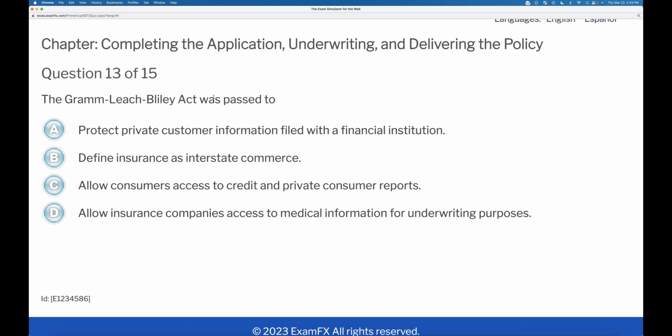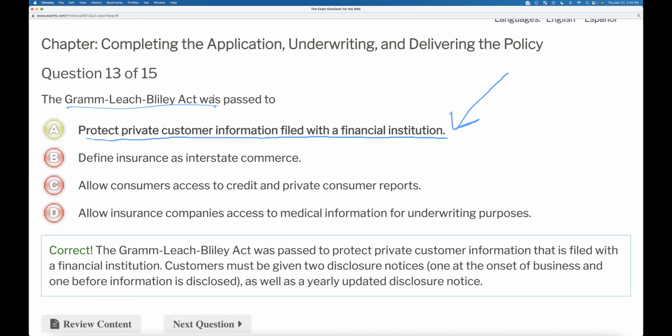Remember Gramm-Leach-Bliley? Gramm-Leach-Bliley. It protects private customer information held by financial institutions. You have to explain a little bit to me this one. Just know this, okay? It's a law. The Gramm-Leach-Bliley Act is an act that was passed to protect private information.